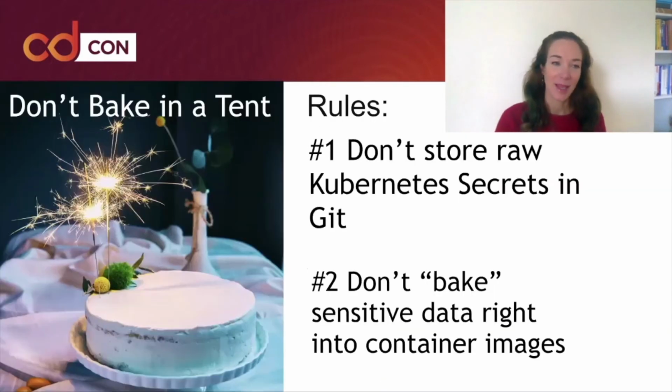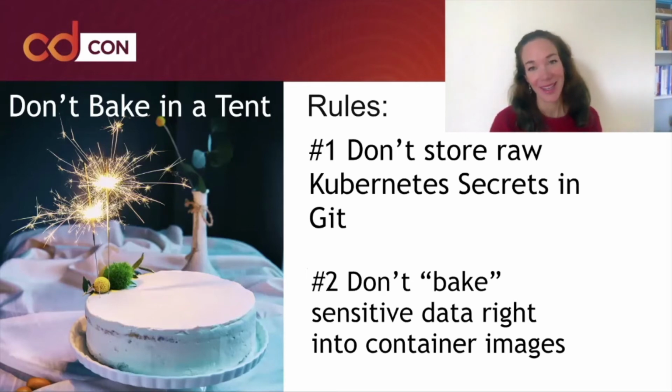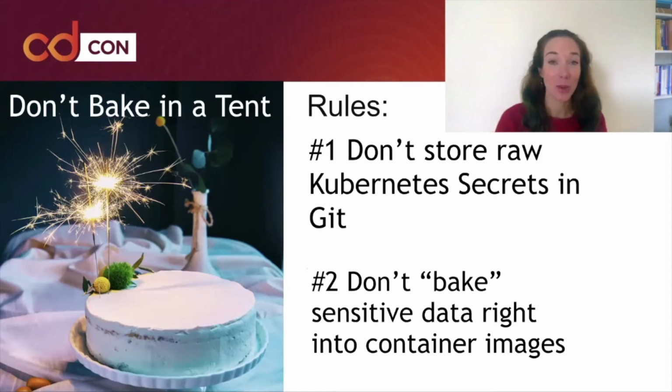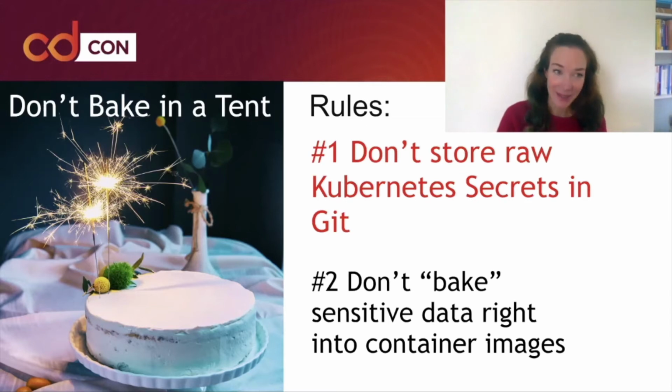So now we have 2 rules for "don't bake in a tent" for GitOps, Kubernetes, and secret management. 1, don't store raw Kubernetes secrets in Git. And 2, don't bake sensitive data directly into your container images. And really the second rule here is more of a guideline, because you can do it, but there are a lot of trade-offs around security, flexibility, and convenience. So really, we just have one rule, which is don't store raw Kubernetes secrets in Git.